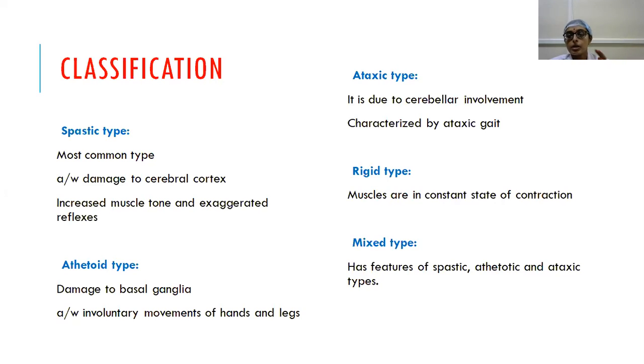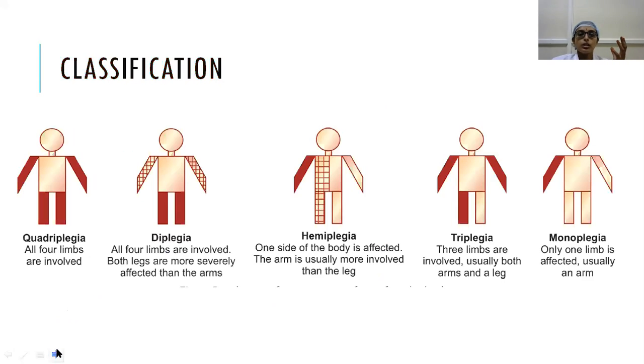In rigid type, the muscles are in constant state of contraction, and mixed type has features of spastic, ataxic and athetotic types. So these are the types. This is one classification based on the area of the brain involved. And the second classification is based on the limbs which are involved.